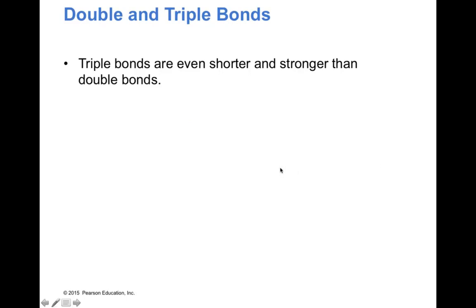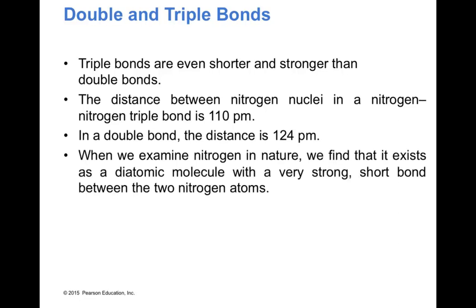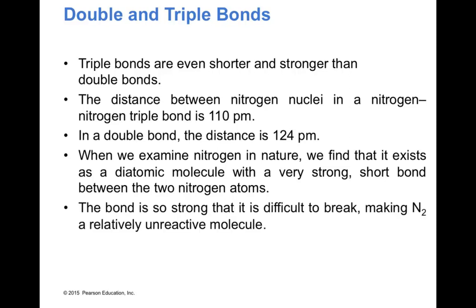And triple bonds are even shorter and stronger than double bonds. The distance between nitrogen nuclei in a nitrogen-nitrogen triple bond is 110 picometers. So this one is shorter than the double or the single bond. The double one is 124, so this one, at 110, is shorter, and also stronger than the double bond. When we examine nitrogen in nature, we find that it exists as a diatomic molecule with a very strong, short bond between the two nitrogen atoms, and it is a triple bond, as we mentioned before. The bond is so strong that it's difficult to break, making nitrogen a relatively unreactive molecule.